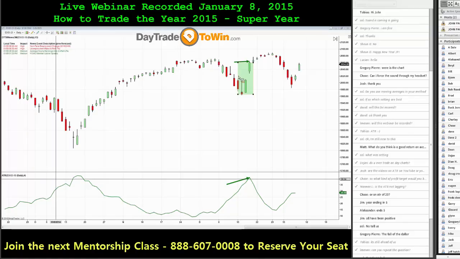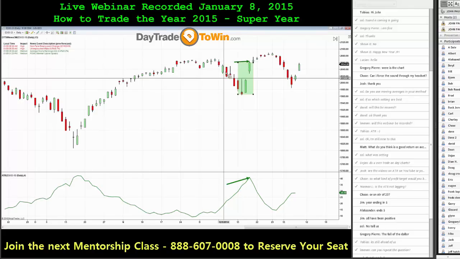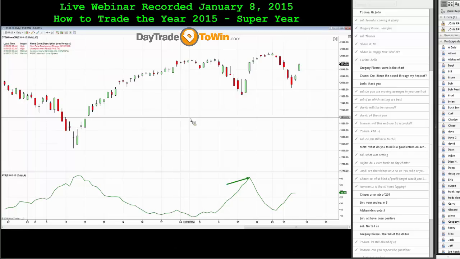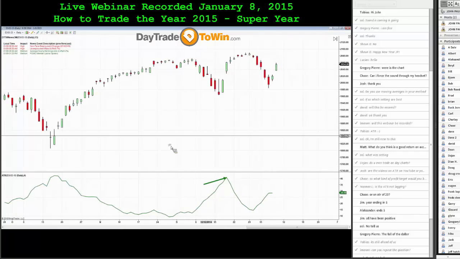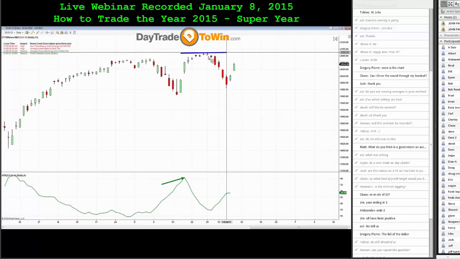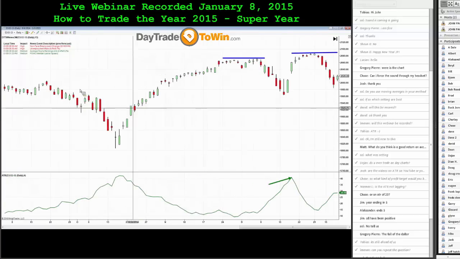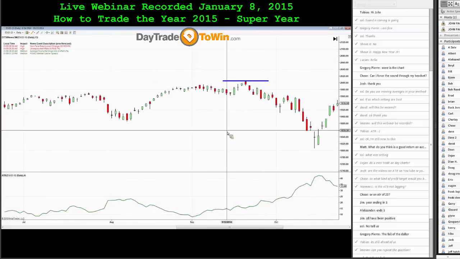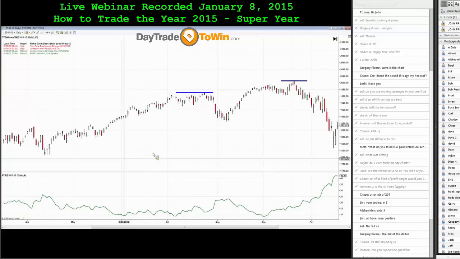So the first thing we're going to do is focus on how to approach this 2015 situation. There was actually a trade that I took today that incorporated the same idea and concept, so I'll show you. If you look at what's happening here, we have these highs that are put in place, like this, and here's highs again, and again, and so on and so on.